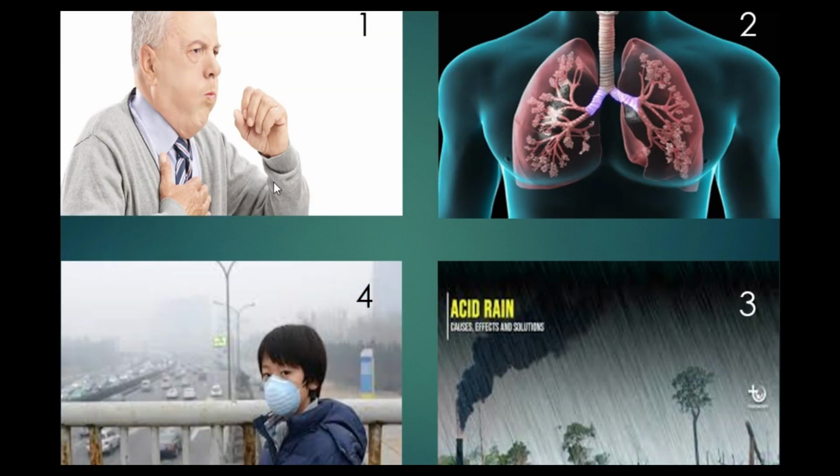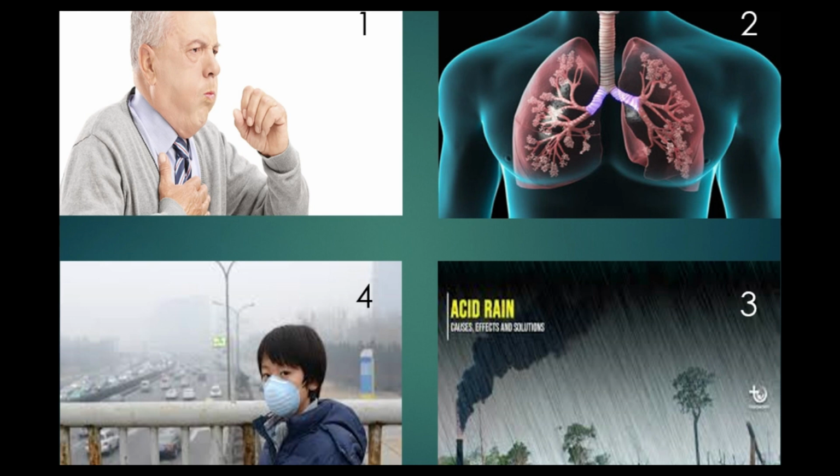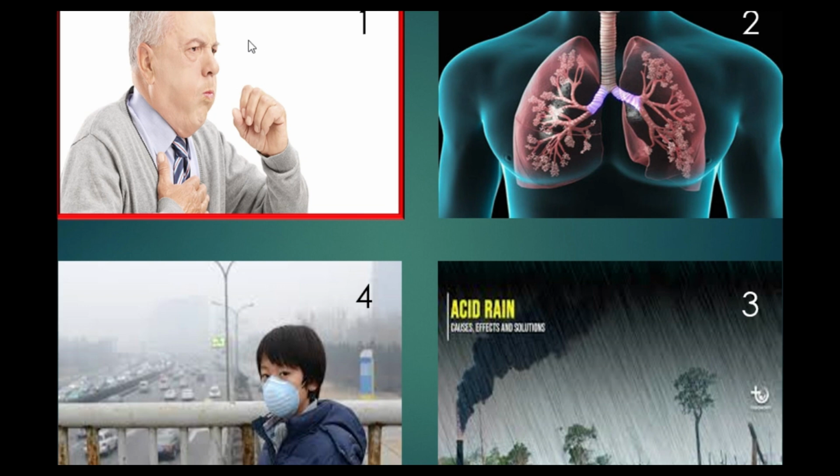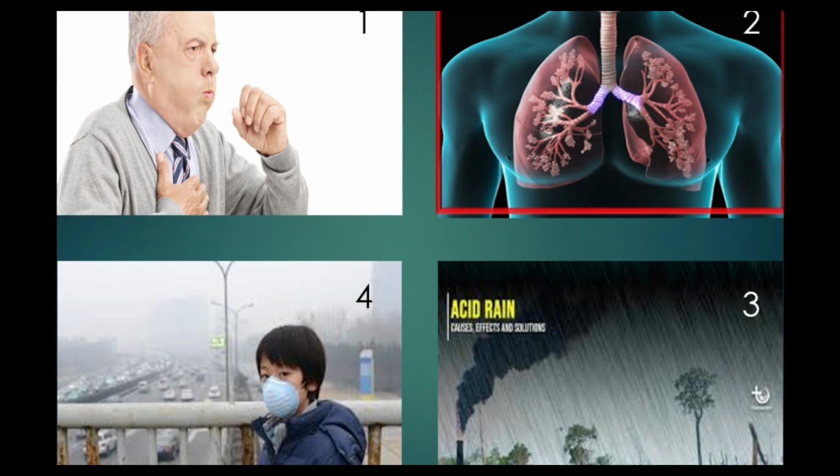Okay, what is the result of air pollution? There are many negative results of air pollution. We will discuss some of them here. In the first picture, we see a man is suffering from a respiratory problem. অর্থাৎ এই লোকটা শ্বাসকষ্টে ভুগছে, সে কাশি দিচ্ছে। অতএব আমরা বুঝতে পারছি যে বায়ু দূষণের ফলে শ্বাসকষ্টের সমস্যা আমাদের দেখা দেয়.